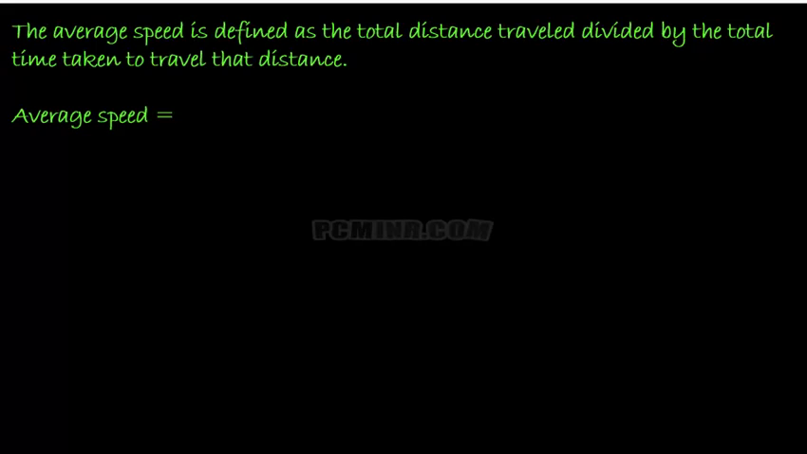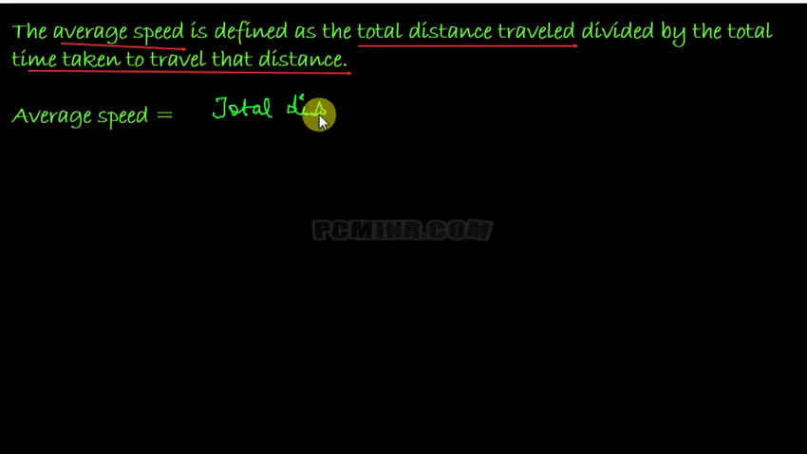Since the speed keeps varying every moment, the speed of a car during a journey can be calculated from the average speed of the car, where we define the average speed as the total distance traveled divided by the total time taken to travel that distance. So average speed is total distance traveled upon total time taken. Here it's not just the distance in one direction. If you go and come back, you find the total distance and the total time you take for the complete journey and divide the two.